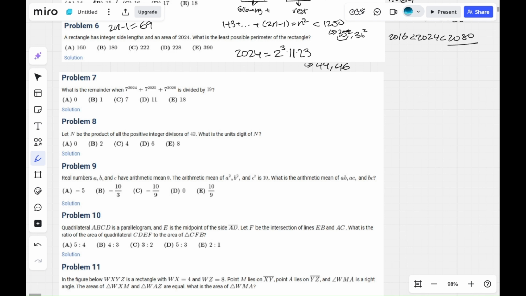Because these two are the closest to each other, this is the ideal or the best width and length for the dimensions of the rectangle so that we are minimizing the perimeter. So over here, the perimeter is going to be equal to 44 plus 46, which is 90, times 2. So that is B, 180.